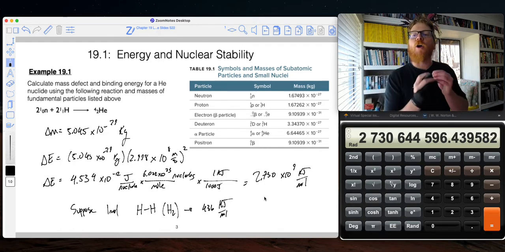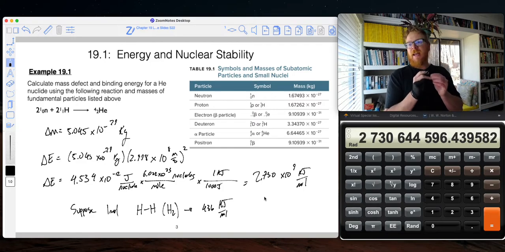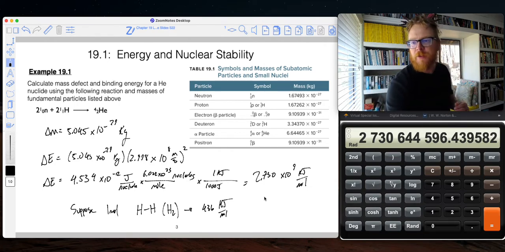Being able to harness the energy that is in a nucleus and doing it in a safe and responsible way, that is going to be our path forward to unlimited, clean, free energy.